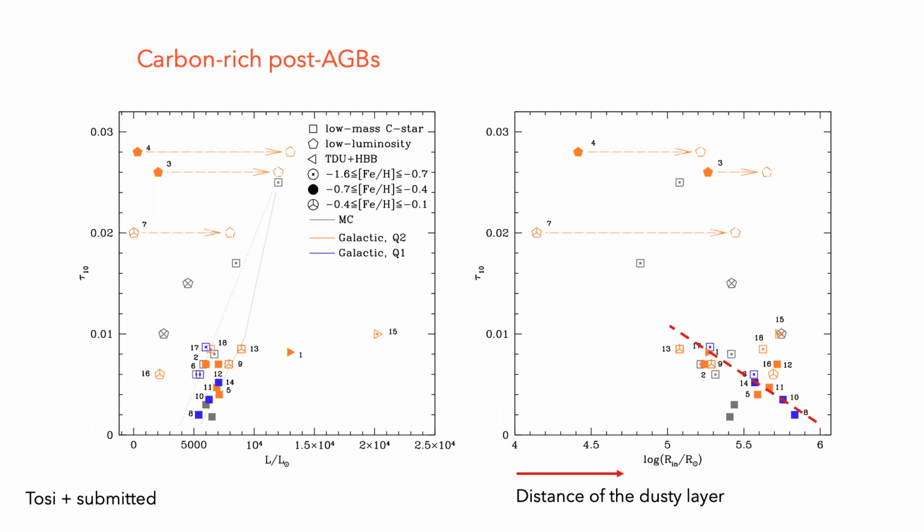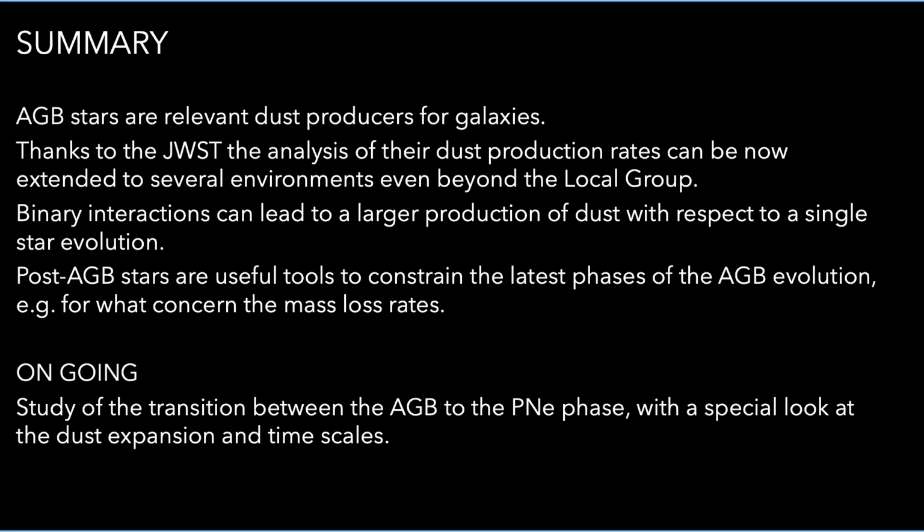And making this kind of analysis, we can try to reconstruct the timescales of this expansion, and so try to use this as a proxy of the mass loss process of this phase between the tip of the AGB and the evolution towards the planetary nebula. Okay, well, I hope that I convinced you that there are several applications for the study of dust produced by AGB stars. And this is a summary.